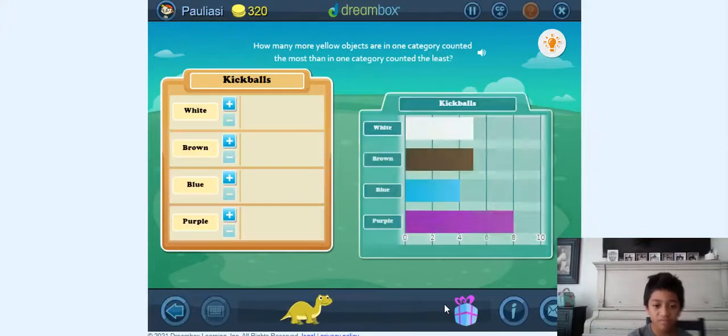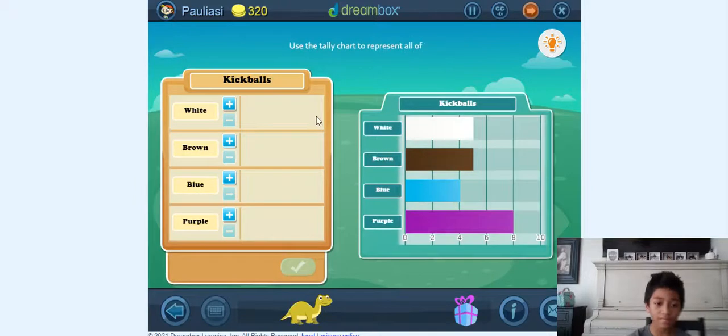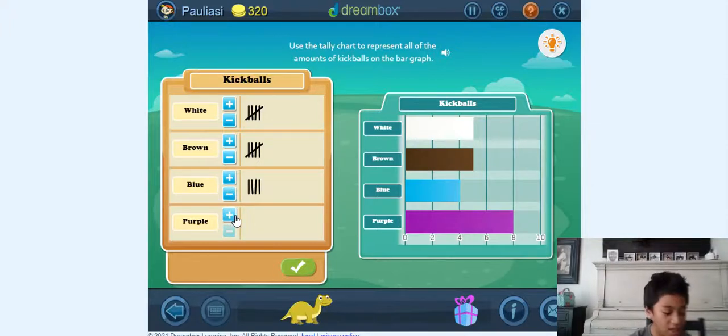So now, the next one. It says use a tally chart to represent all the amounts of kickballs on the graph. White kickballs, there are 5. Then brown kickballs, there are 5. And blue kickballs, how many blue kickballs are there? 4. Then how many purple kickballs are there? There are 8.